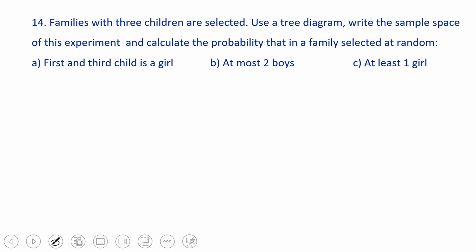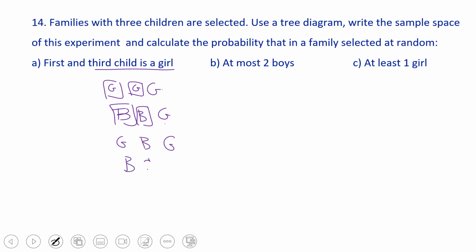Now, the third child is a girl. You have 3 children. So the first two before the third could be girl and girl, or 2 boys. This is another option. But the third one must be a girl, right? Or could be 1 girl and 1 boy, or 1 boy and 1 girl. This is the only option to have the third one a girl. So I may have girl, girl, girl, or boy, boy, girl, or girl, boy, girl, or boy, girl, girl.